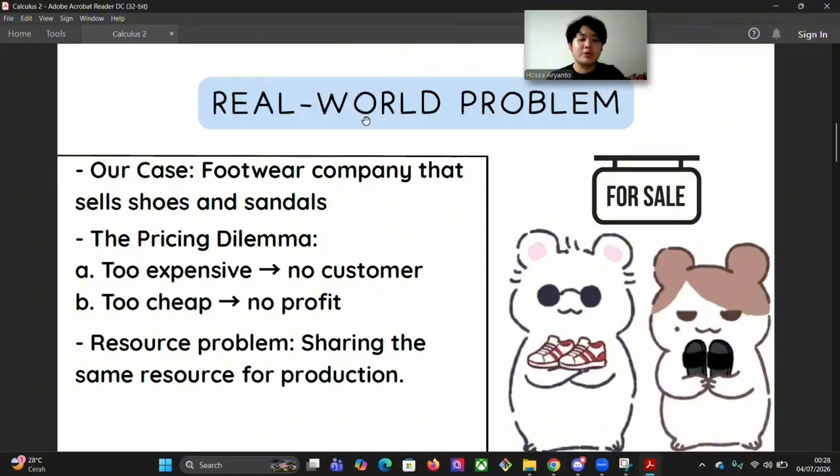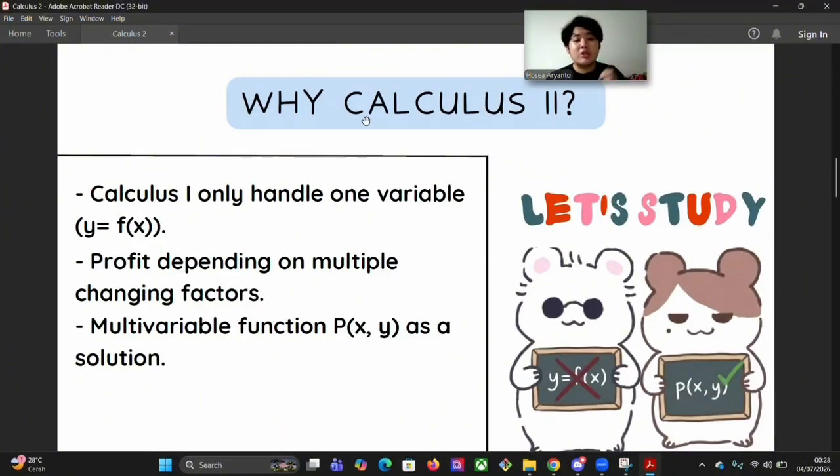To solve these problems, single variable calculus is not enough. This is because real-world profit depends on multiple factors that affect each other. This is why we need tools from calculus two. So we use a concept called multivariable functions. We will create a mathematical equation where profit is controlled by two independent variables at the same time.